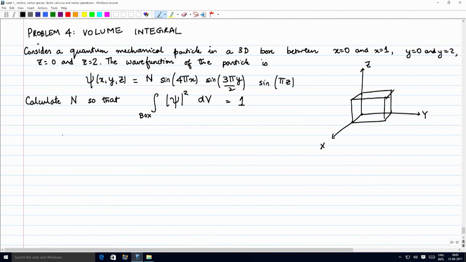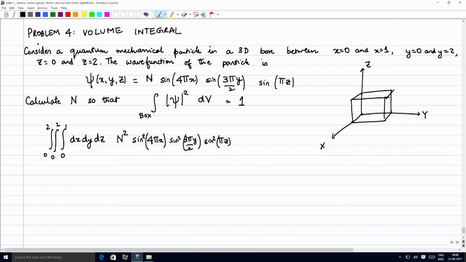So, I can easily write that. This condition is basically a triple integral over dx, dy, dz, and I have to take the square of this function. So, the square of this function is n square sine square 4 pi x sine square 3 pi y by 2 and sine square pi z. And my range of integration for x is from 0 to 1, y is from 0 to 2, z is from 0 to 2.